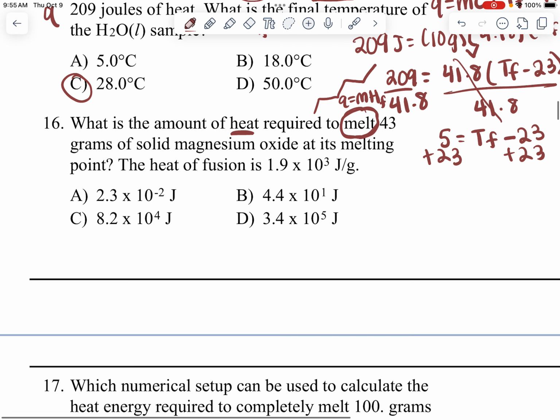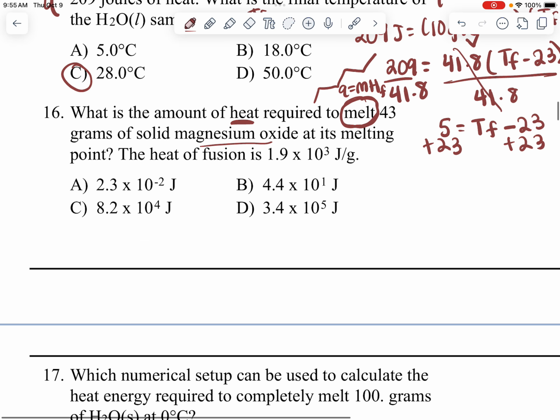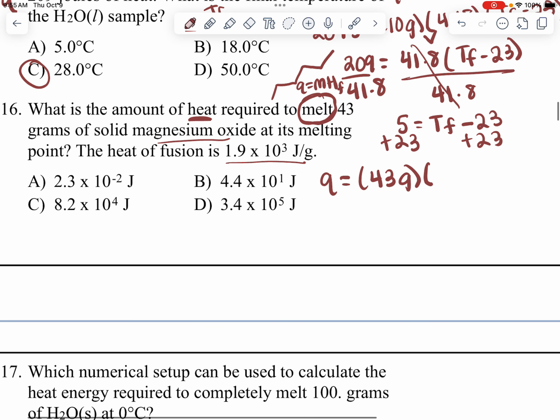They tell us, since it's not water, if it was water, we know heat of fusion on Table B, but we have magnesium oxide. So they told us the heat of fusion is 1.9 times 10 to the 3. So I'm going to plug that in. I'm looking for heat, Q. I have 43 grams. And the heat of fusion is 1.9 times 10 to the 3 joules per gram. You just plug that all in, and you should get choice C, 416.